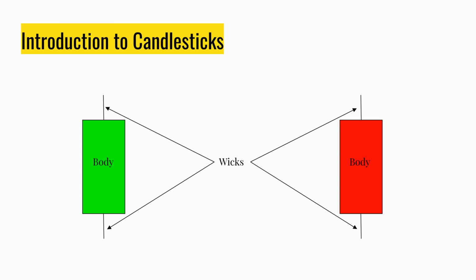The opening price of a green candlestick is at the bottom of the body, the close of the green candlestick is at the top of the body, and the high of the day is the upper wick, while the low of the day is the lower wick. On the other hand, the open of the day on the red candlestick is at the top of the body, the close of the red candlestick is at the bottom of the body, the high of the day is once again the upper wick, while the low of the day is once again the lower wick.